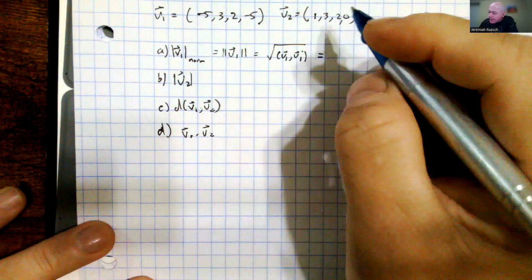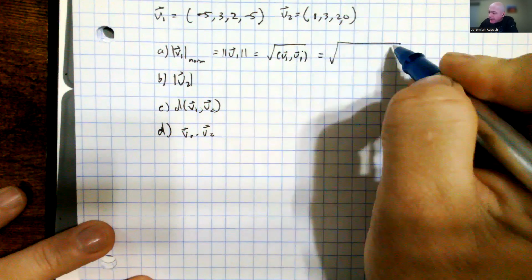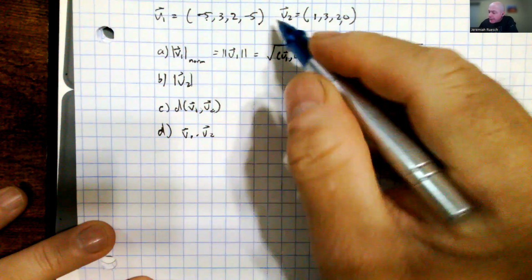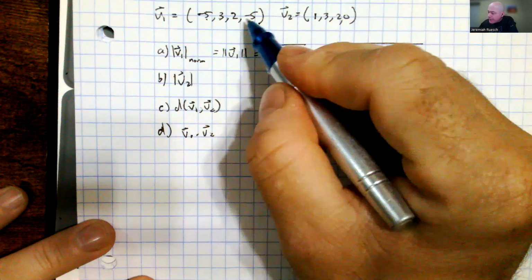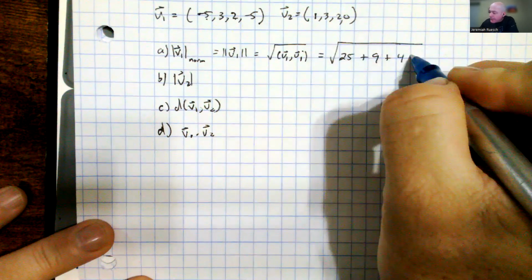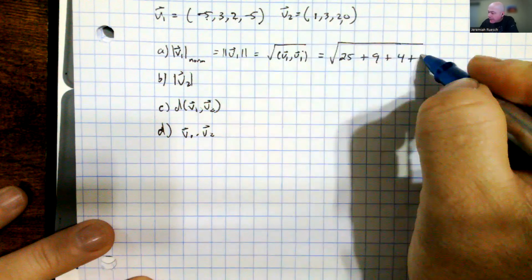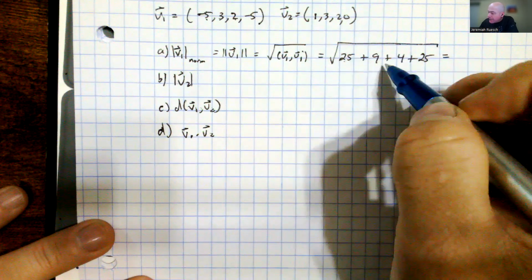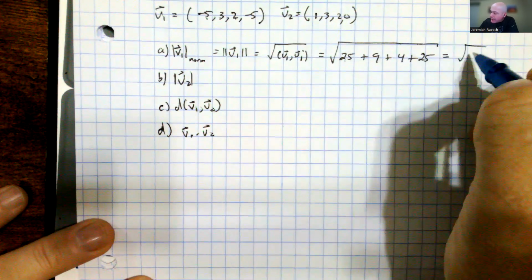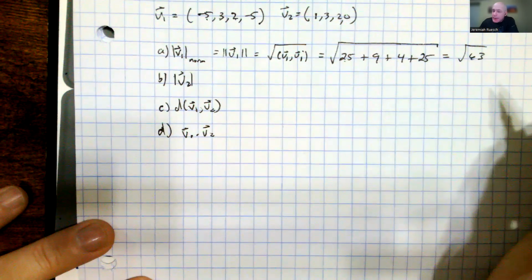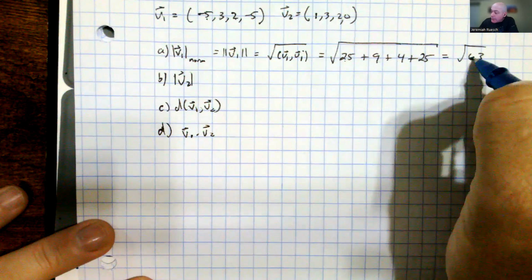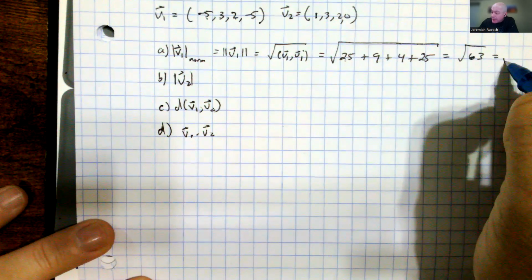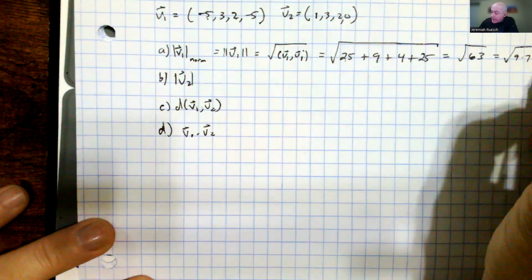Okay. So taking the dot product of v1 with itself means I have -5 times -5, which is 25, plus 3 times 3, which is 9, plus 2 times 2, which is 4, plus -5 times -5, which is 25. That's going to give me 50 plus 13, so the square root of 63. I think that's 9 times 7, right? So we can simplify that as 9 times 7, which means we can write that as 3 square roots of 7.